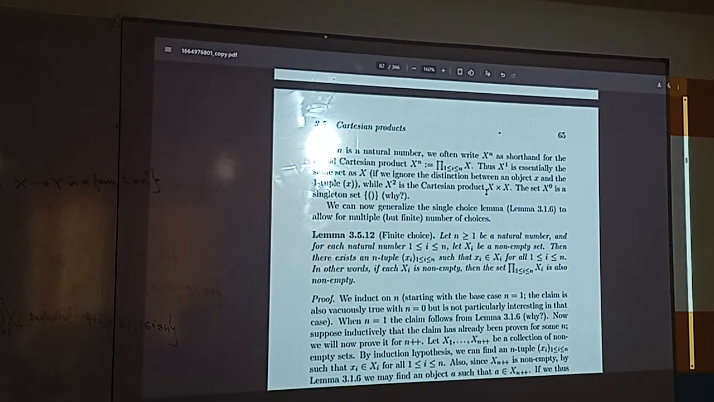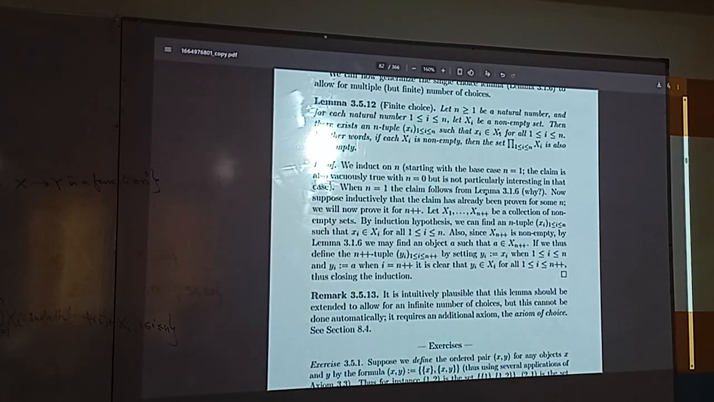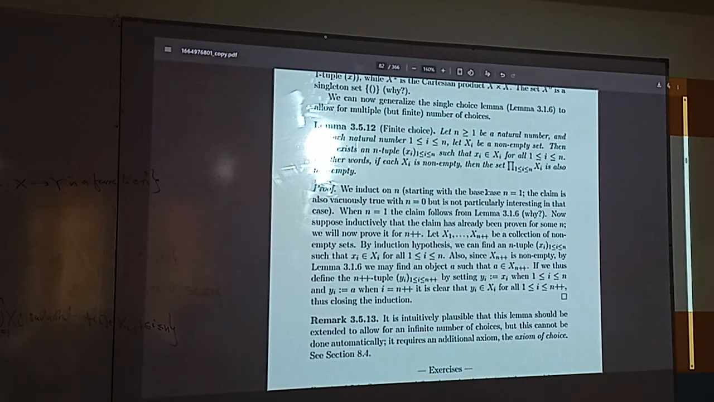We can now generalize the single choice lemma to allow for multiple but finite number of choices. So I guess we should stop here because it's not difficult, but I should not rush. But we can talk about the proof if you want.